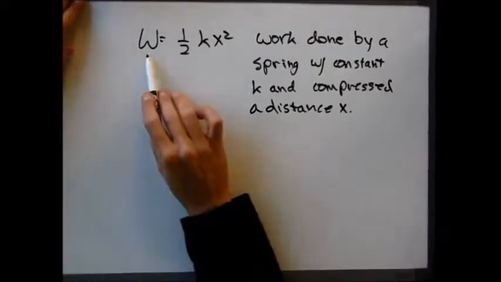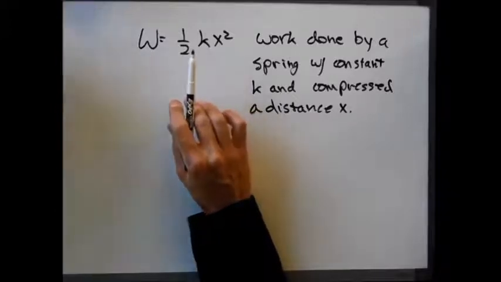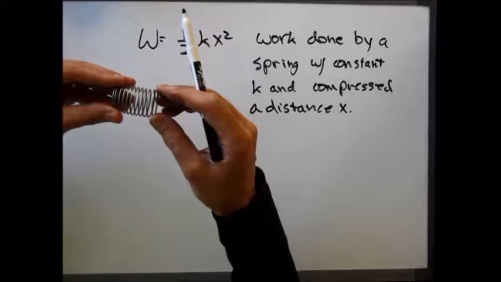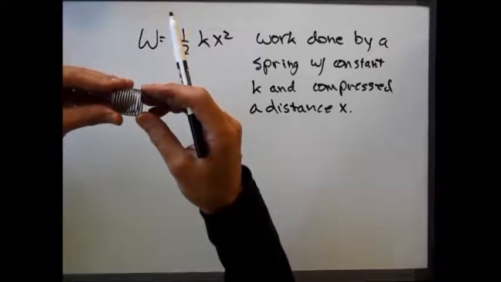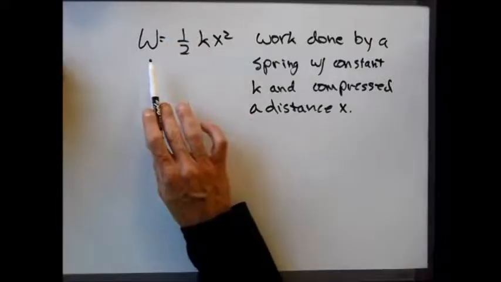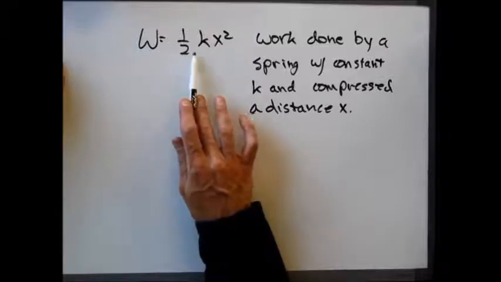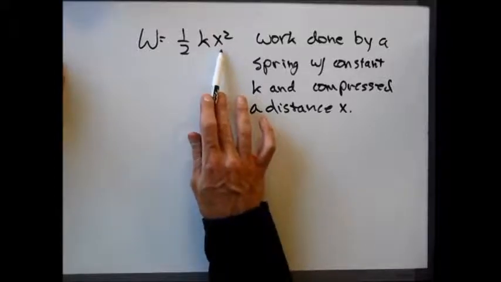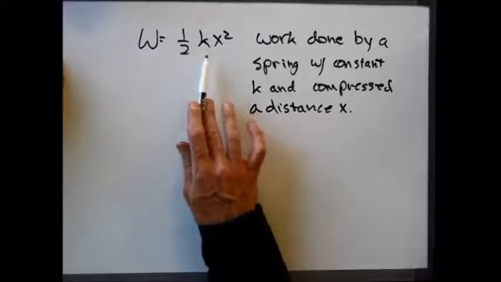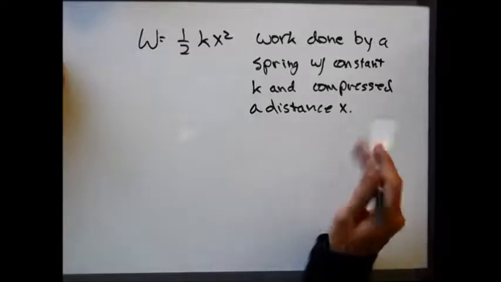So let's go back and look at our work equation for a spring again. A spring has a varying force, because to compress it just a little bit takes a small force, but as you compress it more and more, it gets harder and harder to compress it. And so to calculate the work done, we took the average force and multiplied it by the distance, and that's why we get a 1/2 kx times x. And so this is the formula for the work done by a spring with spring constant k compressed to distance x and then released.